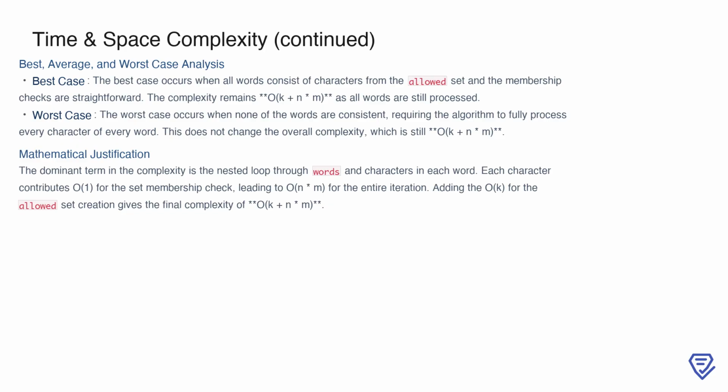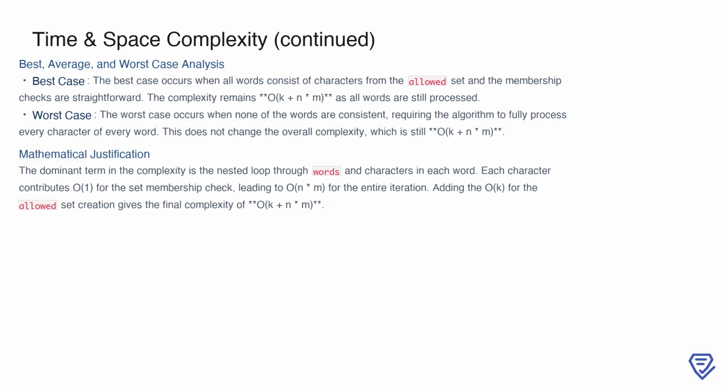In the worst case, none of the words are consistent, which forces the algorithm to evaluate every character of every word against the allowed set. Despite this, the overall complexity does not change and remains O(k + n*m).